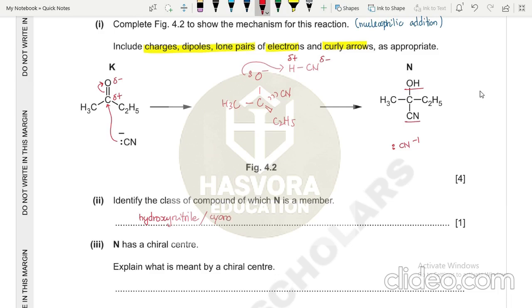N has a chiral center, because this carbon is attached to four different groups. One is the methyl group, one is the OH, one is the nitrile, and one is the ethyl group. So let's see what they are asking. Explain what is meant by a chiral center.